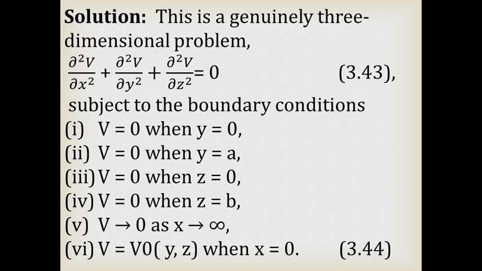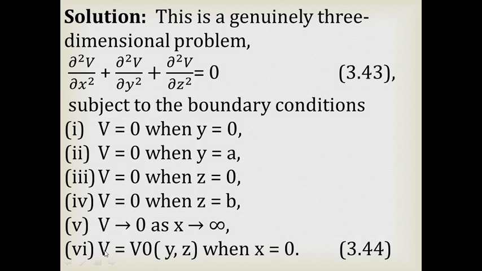All four sides are at ground potential. That means you can see the first boundary condition: potential V is equal to 0 where y is equal to 0. Potential V is equal to 0 at another plate kept at y equal to a. That is also kept at ground potential. V is equal to 0 when z is equal to 0, and V is equal to 0 when z is equal to b. That means all four plates which make up this pipe are kept at potential 0.